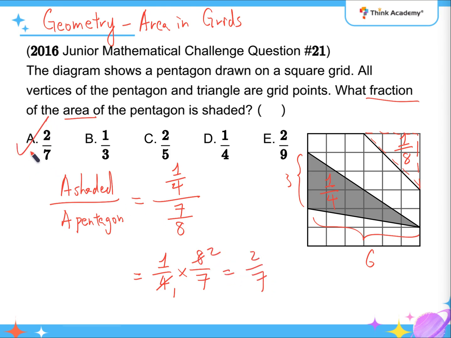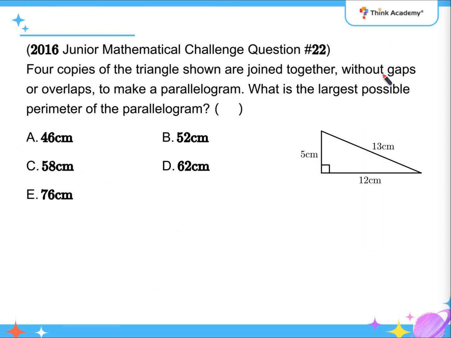Of course, you can also try to find the area of each part of them, given that they're all on the grid. So you will be able to calculate each section of them and use the numbers exactly to find the fraction, which I have included in my solution as well, like the PDF version of it. So if you think that method is easier to understand, of course you can follow it. All right, so that's question 21.